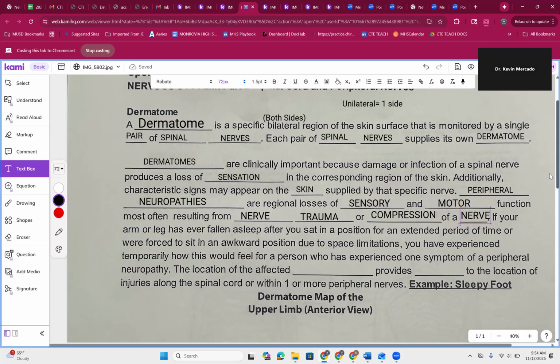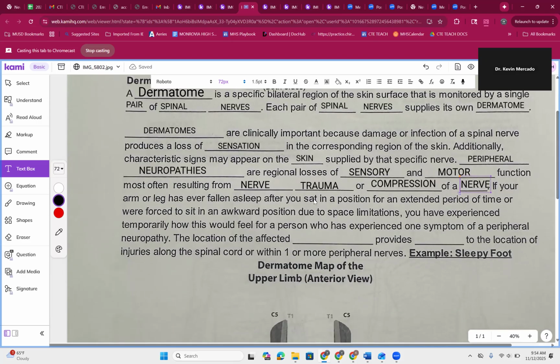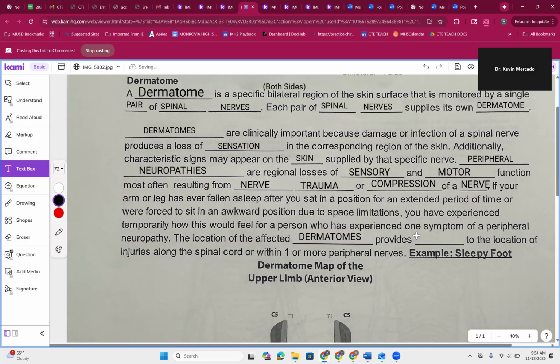So, for example, if your arm or leg has ever fallen asleep after you sat in a position for an extended period of time, or were forced to sit in an awkward position due to space limitations, you have temporarily experienced how this would feel for a person who has one symptom of a peripheral neuropathy. The location of the affected dermatomes provides clues to the location of the injuries along the spinal cord or within one or more peripheral nerves.